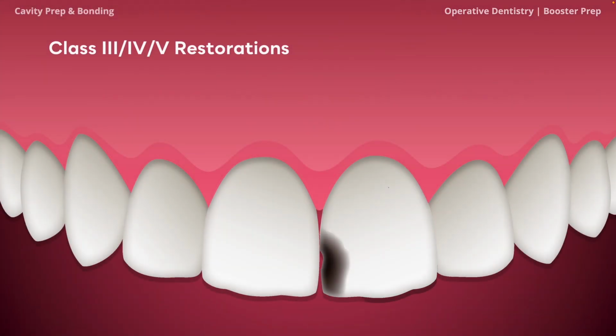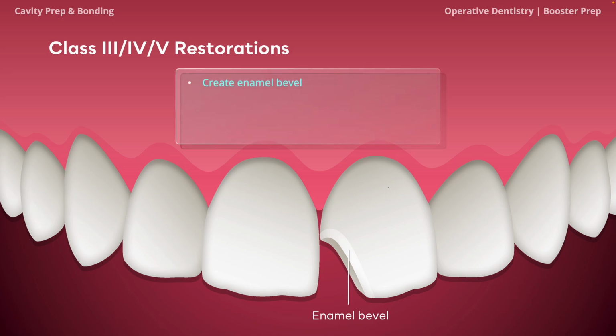Alright, now let's talk about something very important that's more or less specific to Class 3, 4, and 5 restorations. It's none other than the enamel bevel. Creating an enamel bevel after caries removal has many advantages. It essentially increases the number of enamel rods available to us, which not only results in better adhesion for our resin composites, as the enamel surface area we have available for bonding has now increased, but it also leads to a better aesthetic result. So always make sure to create an enamel bevel for these restorations.